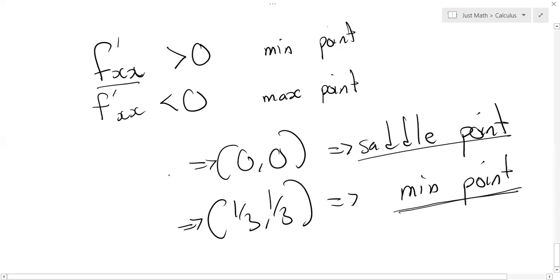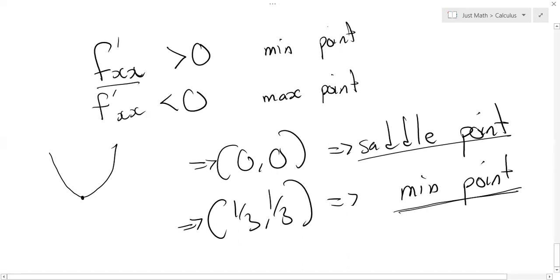I have to sneeze. At a minimum point, you have something like this. Right. So this is it. I hope I really helped.